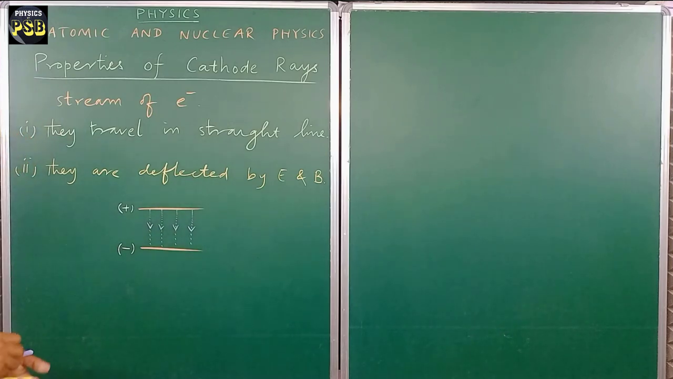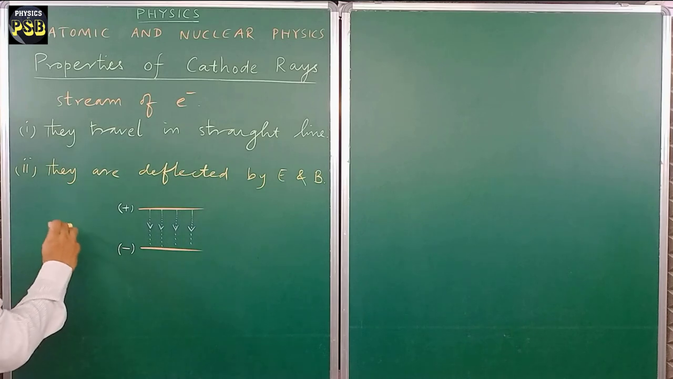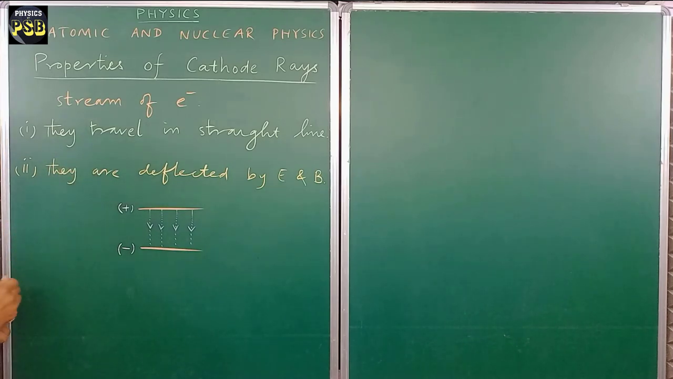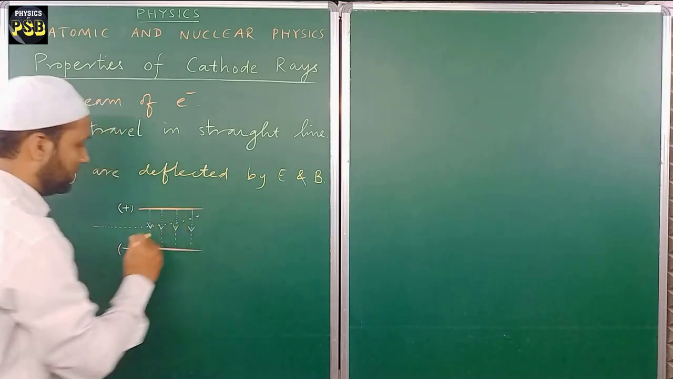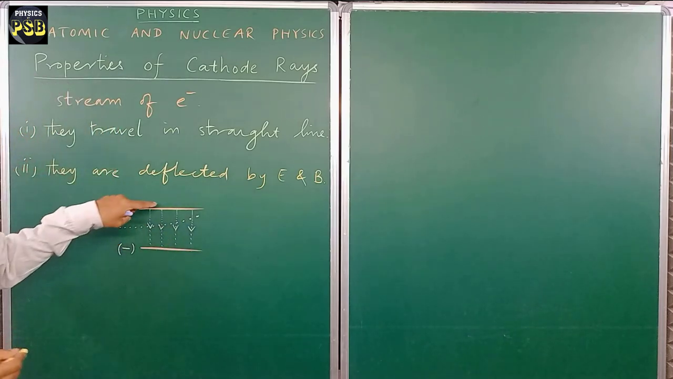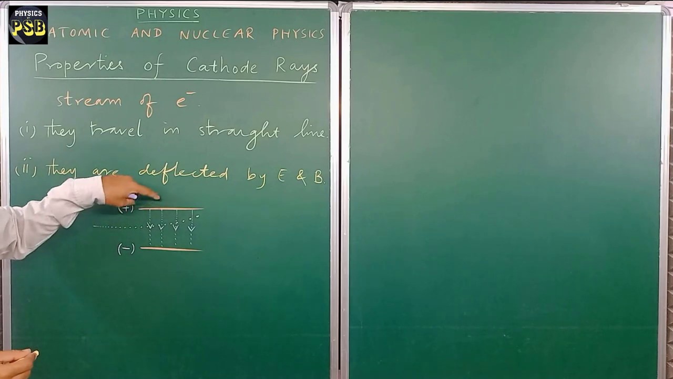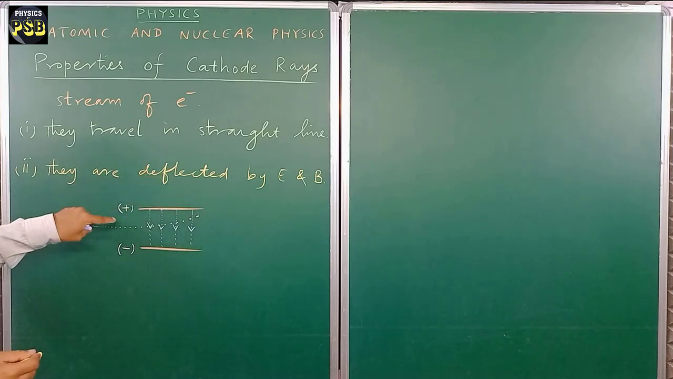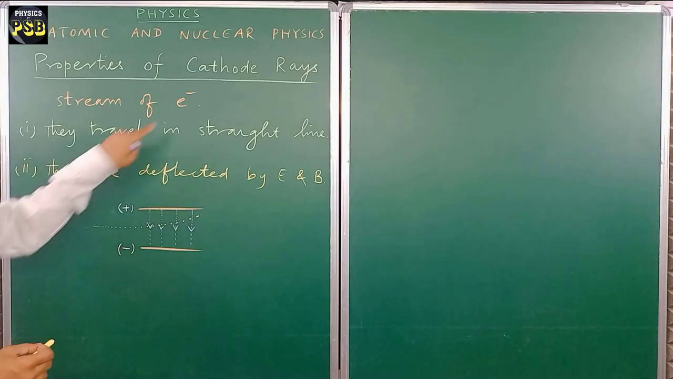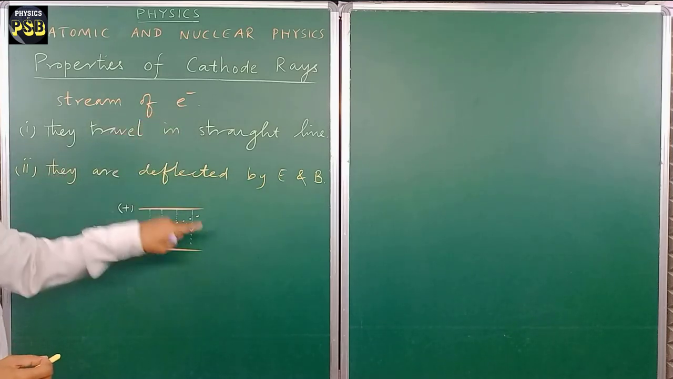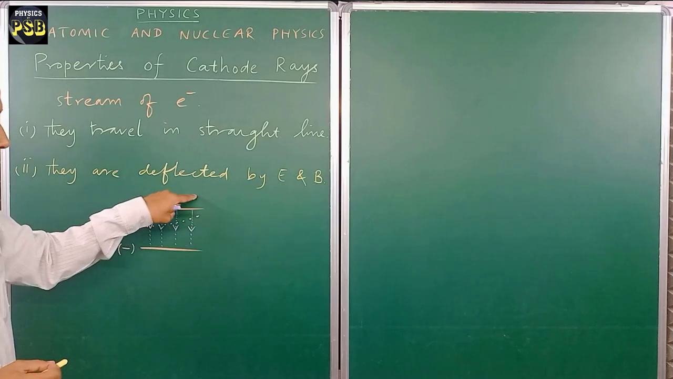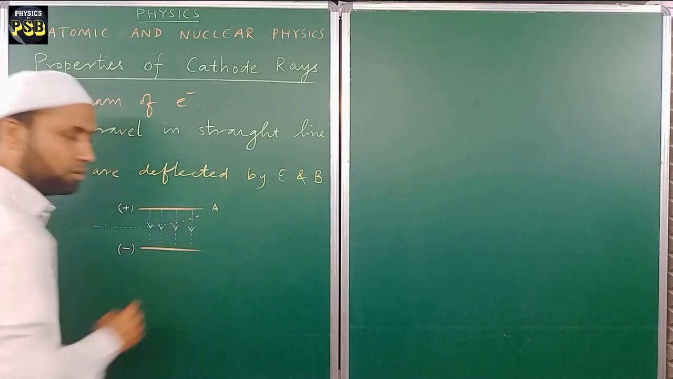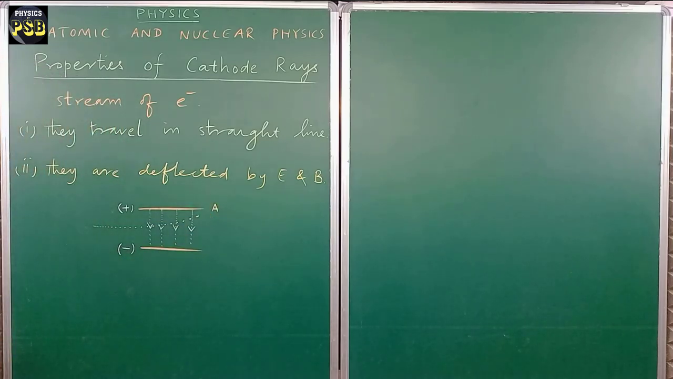In this case, if you pass a beam of cathode ray, it will deflect towards the anode, towards the metal plate connected to the positive terminal, because cathode ray is comprised of electrons, so it gets attracted by the anode. Got it? Next property.